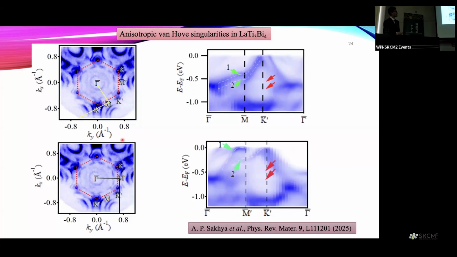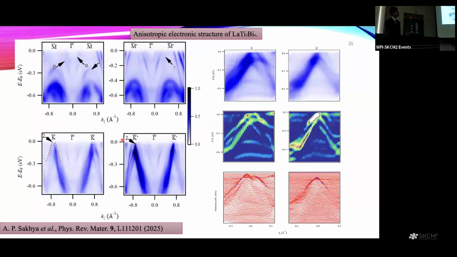And as soon as you take a cut, you see a stark difference in the electronic band structure. Along gamma m, you don't see a band of singularity near the Fermi level, whereas along gamma m prime, you see a band of singularity near the Fermi level. The flat bands are still intact along both directions. Even the second band of singularity changes its binding energy. So you can see there is a strong anisotropy in the electronic band structure, and this anisotropy comes from the crystal distortion.